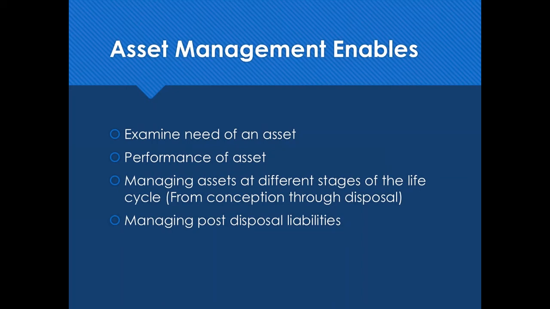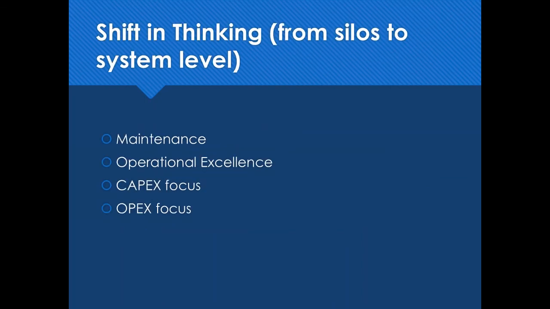So what does asset management really do? It examines the need for an asset. As I mentioned, you need to go back to the very initial phase where you identify the need, whether you need this asset, right? And then what performance criteria the asset needs to meet. Then it manages the asset at different stages, from conception through disposal, as I talked about in the life cycle stage. And lastly, you manage the post-disposal liabilities, right? Environmental liabilities or any associated cost liabilities, you need to manage those as well, okay?